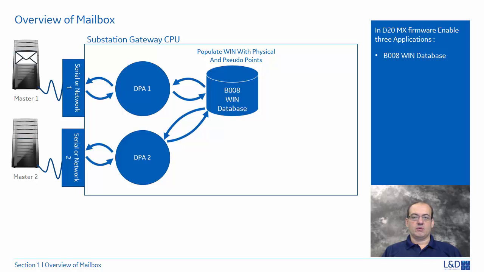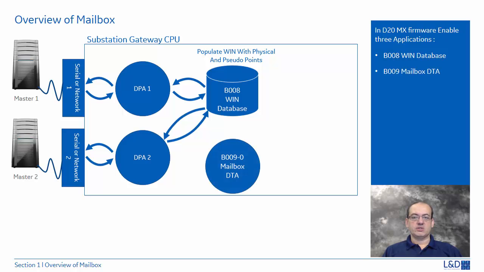And what we will do is we will take a piece of information from the WIN database that belongs to Mailbox and then map it into the first master. Now, when the first master has a status change in it, it can send it through its DPA, through the WIN database, the other DPA to the second master, and that information will be available there.